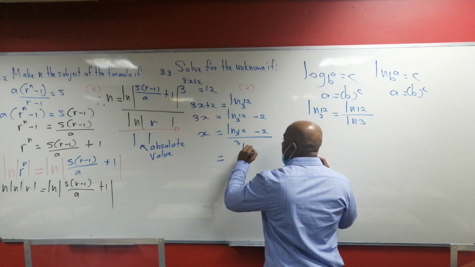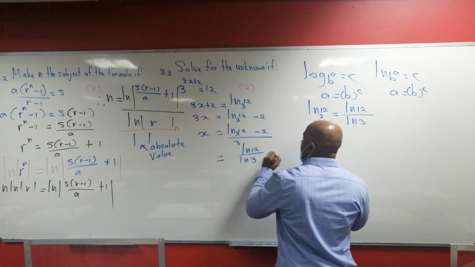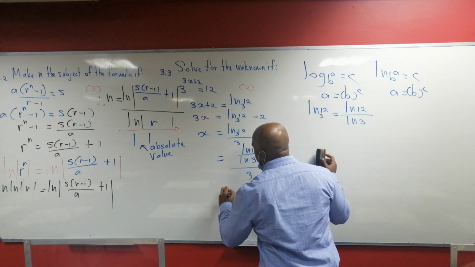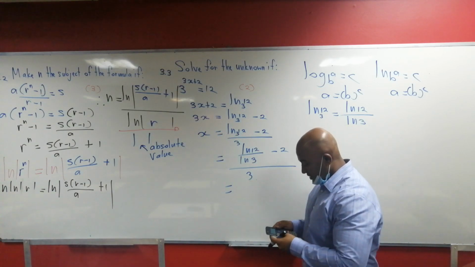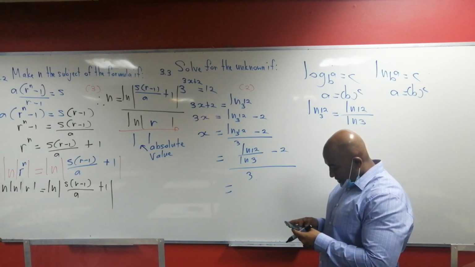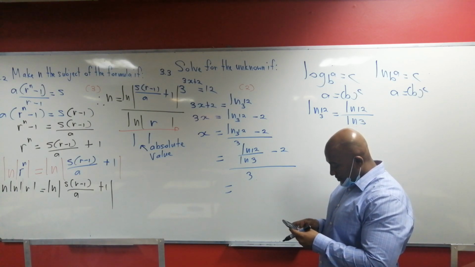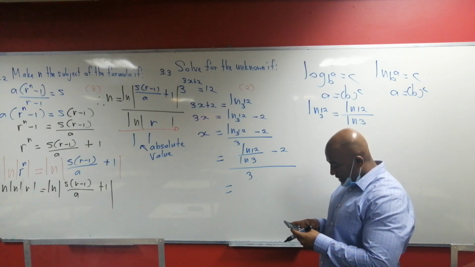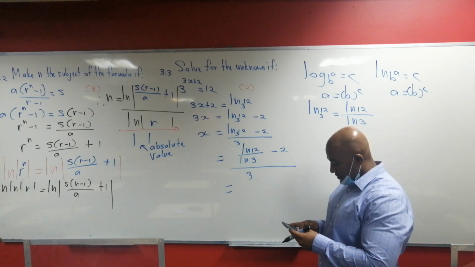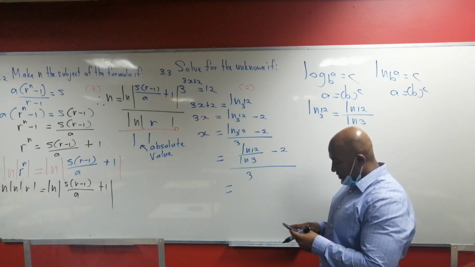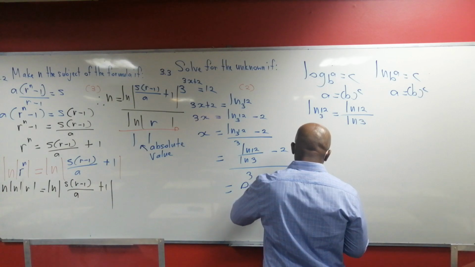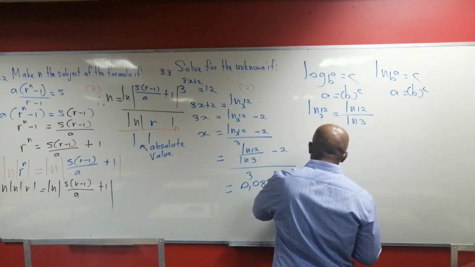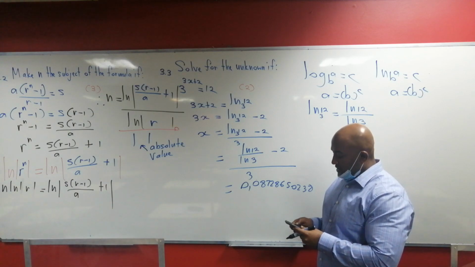So you can work this out on the calculator. Ln 12 divided by ln 3 minus 2, all divided by 3. The problem is you cannot change the base for ln on the calculator. So we got ln 12 divided by ln 3 minus 2, and this whole thing is divided by 3. You get 0.08728650238. Let me check this answer quickly.